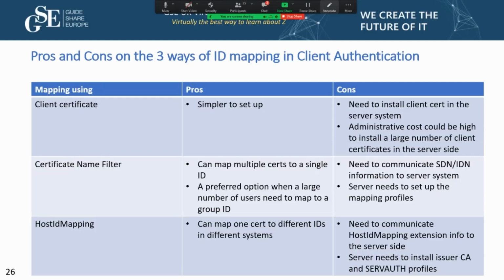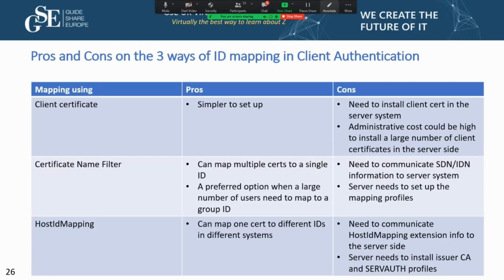The second way, use certificate name filter. The pro is it can map multiple certs to a single ID. This is a preferred option when you have a large number of users that need to be mapped to a single ID, a single group ID. The con is you need to communicate clearly the subject distinguished name and the issuer distinguished name information to the server. Sometimes if you communicate inexact information, it may cause trouble. And the server needs to set up the mapping profiles.